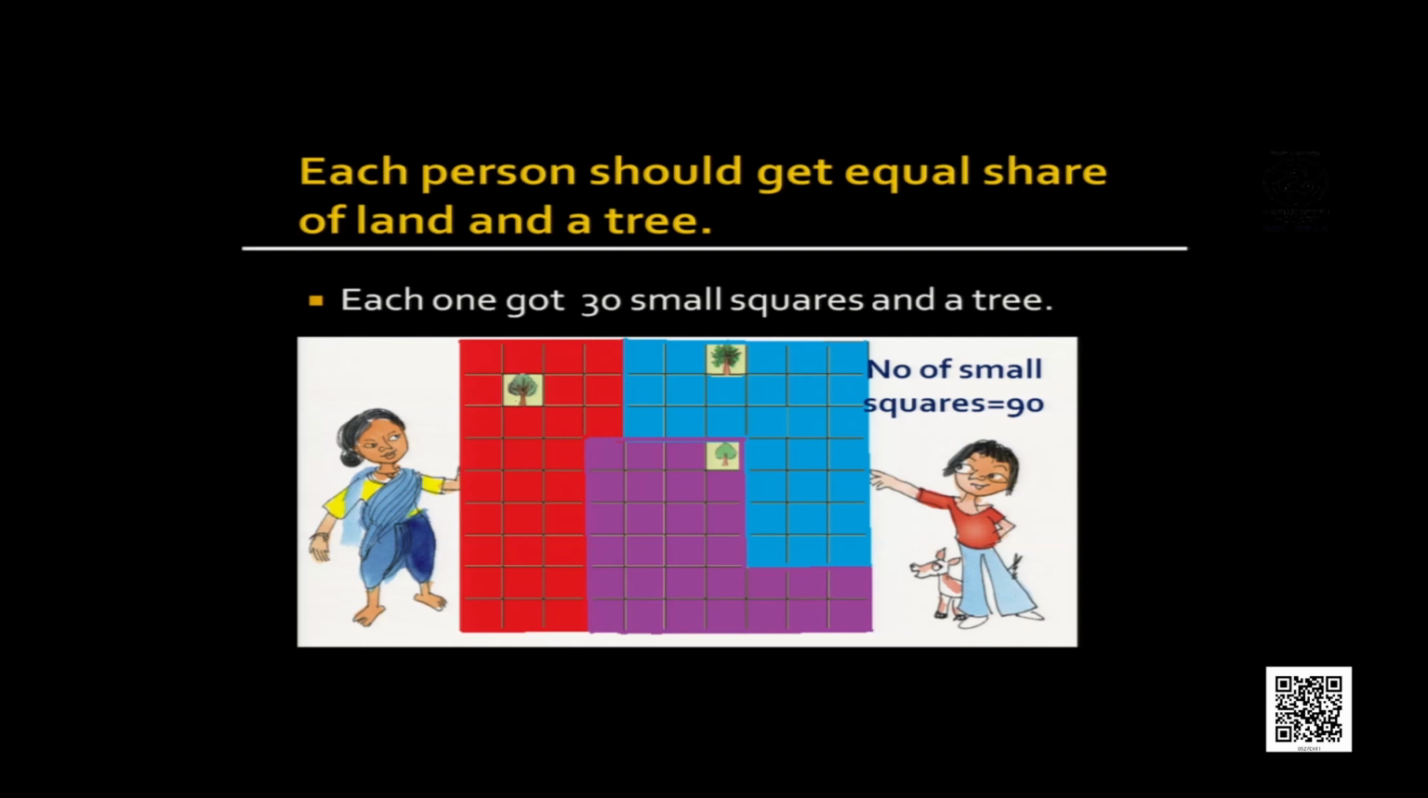So I have colored the land like this: red, purple and blue. Children, you can do it in any other way also. You try it and do it as I have done. You can do it with another way also. Just remember, you have to keep 30 squares together with a tree.